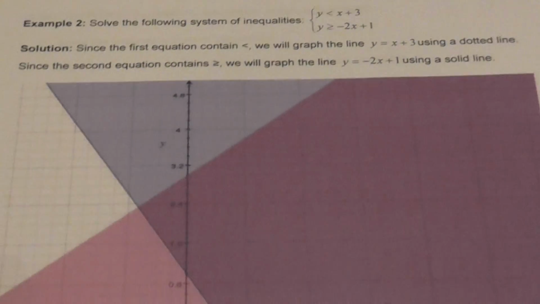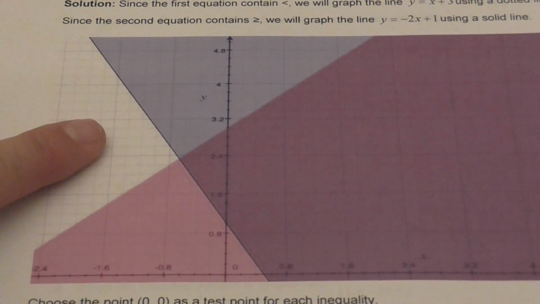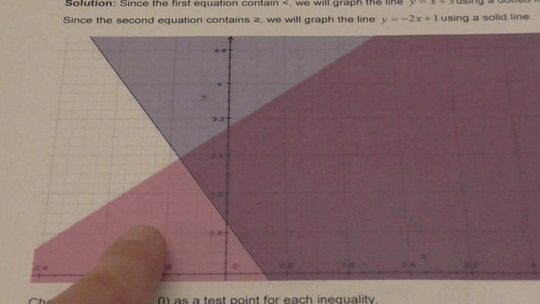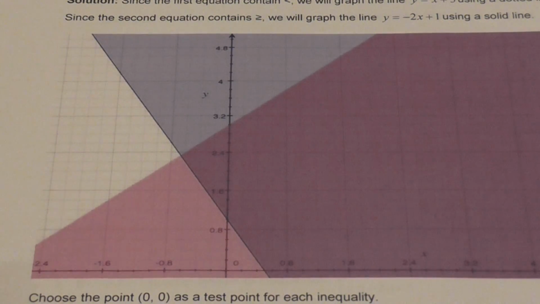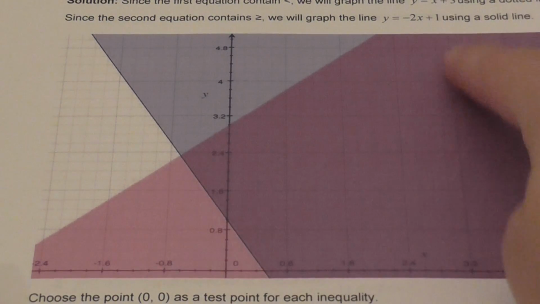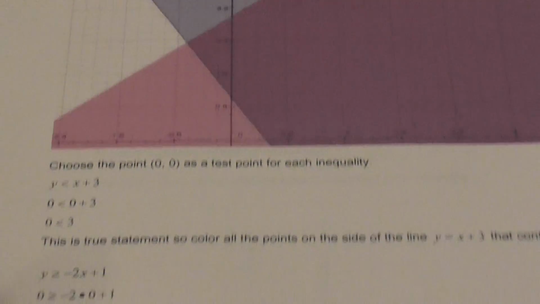If you'll see, this actually makes 4 different regions. It makes this one here, which is not a solution to either of them. This light pink region here is a solution to only one of the lines. This purple region is a solution to only one of the lines. But this region over here that has both colors mixed together is the solution set for both lines.